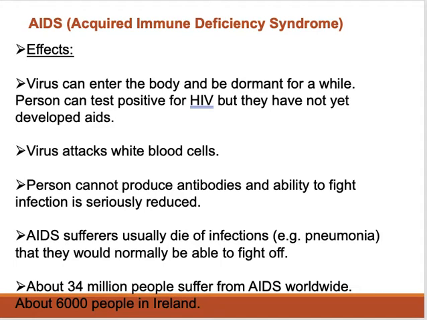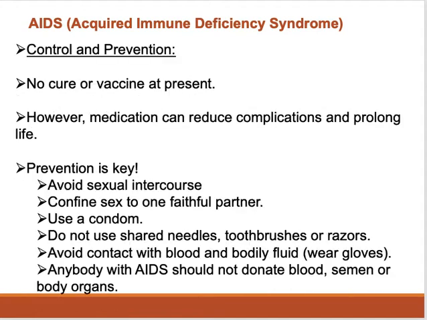It's estimated that about 34 million people suffer from AIDS worldwide, maybe somewhere in the region of about 6,000 people in Ireland. So how can it be controlled or prevented? Well, there isn't a cure at present, nor is there a vaccine, but there are a range of medications that have been showing promise in treating AIDS, and certainly in prolonging life of people who are suffering from AIDS.